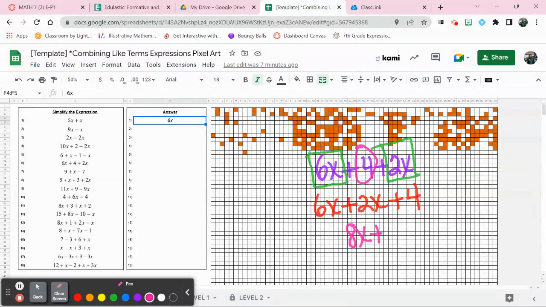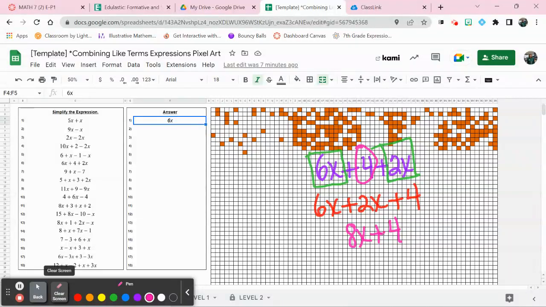What do I have left? Plus 4. The 4 cannot be added to the 8x's because the 4 is a constant. It does not have a variable or letter on it, so it is a different type of term. They got to match exact. And that's our answer. And when I type it in, I would type it 8x plus 4, no spaces.